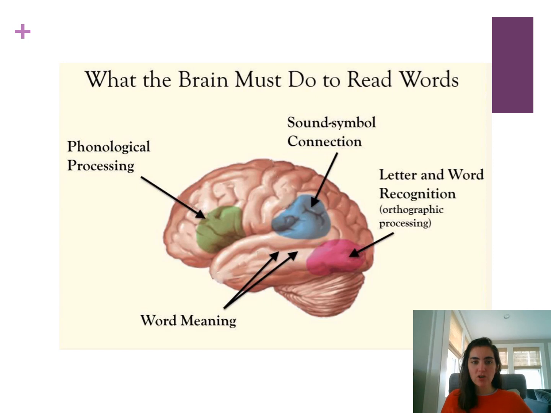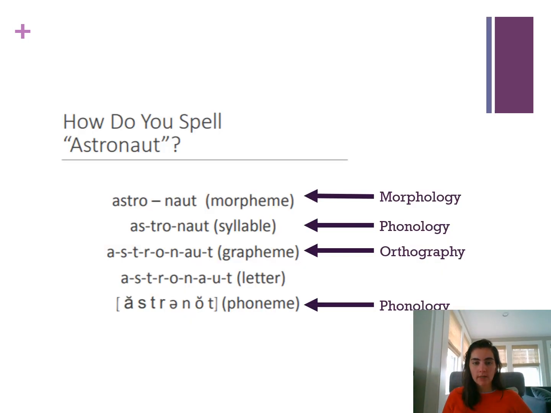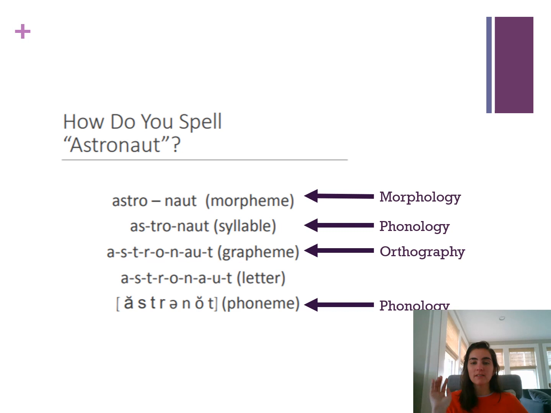So we have the phonological processor in green, the orthographic processor is in the back, the letter word recognition, and then the meaning areas, that would be where morphology is. So let's think about the word astronaut wearing all these different lenses. We're going to put on the morphological lens, a phonology lens, and an orthography lens.